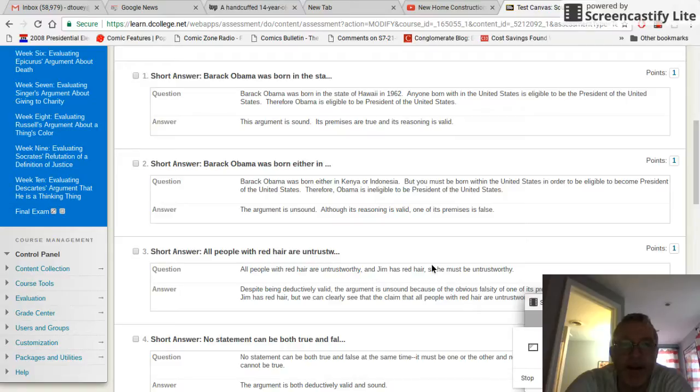That is, given the truth of the premises, the conclusion is true. Or to put it another way, the conclusion actually does follow from the premises. If he was born in Kenya or Indonesia, and you must be born within the United States to be eligible to be president, then he's not eligible. So that reasoning is good reasoning. It's valid reasoning in the sense that the conclusion does actually follow from the premises.